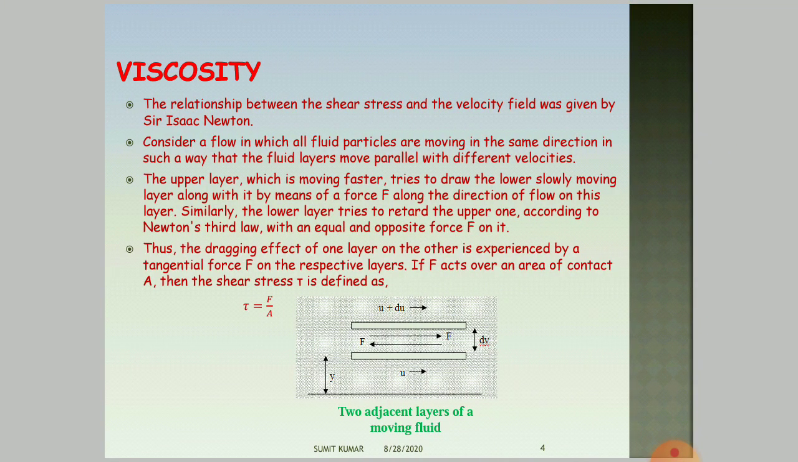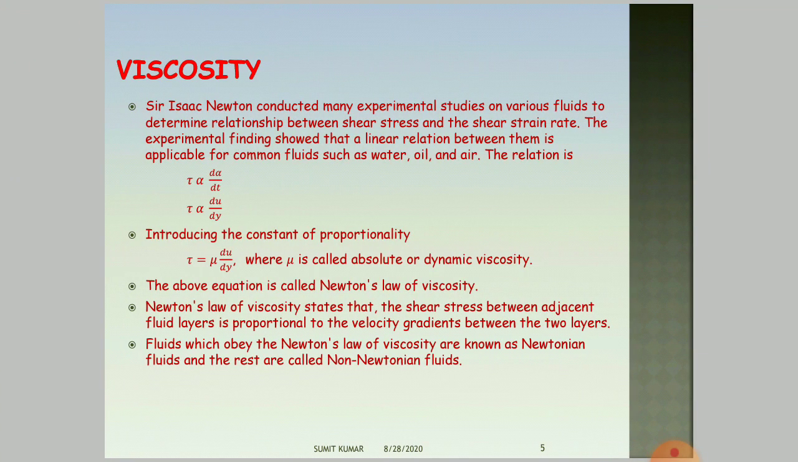Sir Isaac Newton gave a theory which deals with shear stress and velocity field. He conducted many experiments on various fluids and found a linear relation between shear stress and the strain rate for certain types of fluids. He states that shear stress is directly proportional to the shear strain rate or velocity gradient between the two layers.